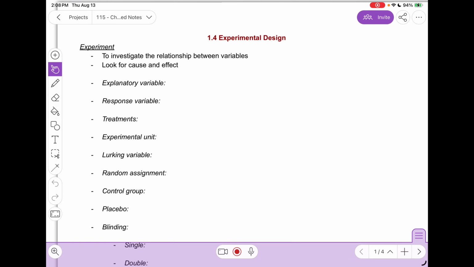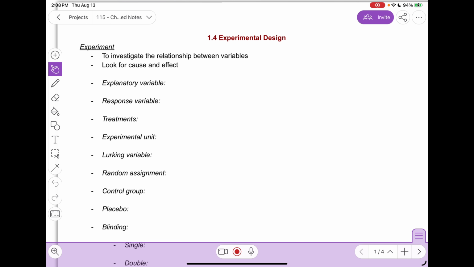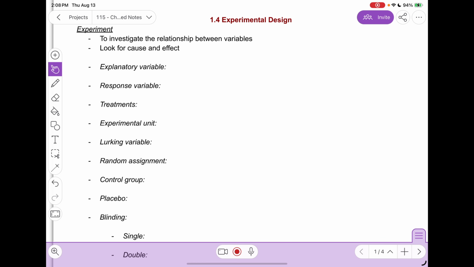The last section of chapter 1 is experimental design. So this is going to look at how you actually do an experiment and what the parts are called. So when you're trying to investigate the relationship between variables, to actually look for cause and effect and not just a relationship, you have to do an experiment.